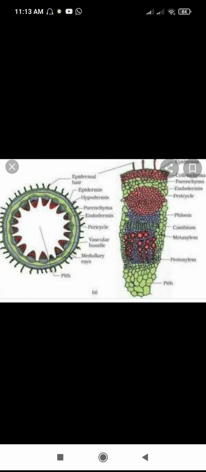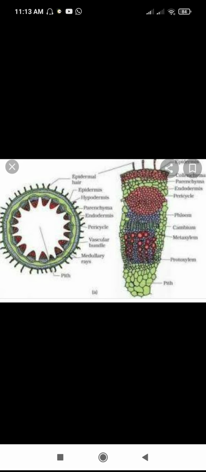This region of the cortex is also known as the inner cortex. The endodermis is not very clear in the stem.